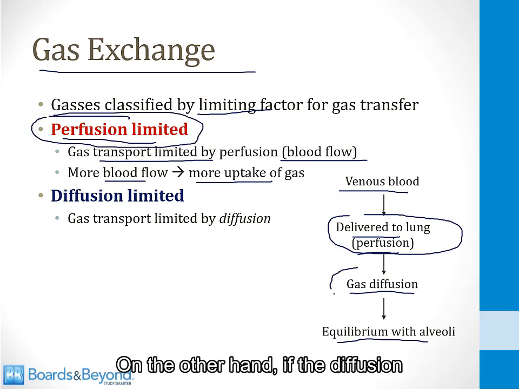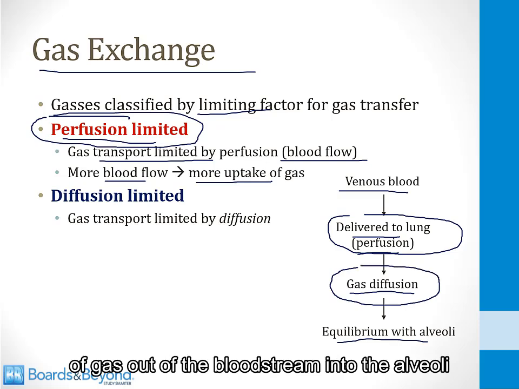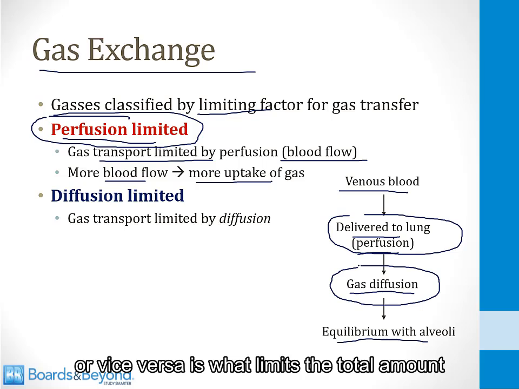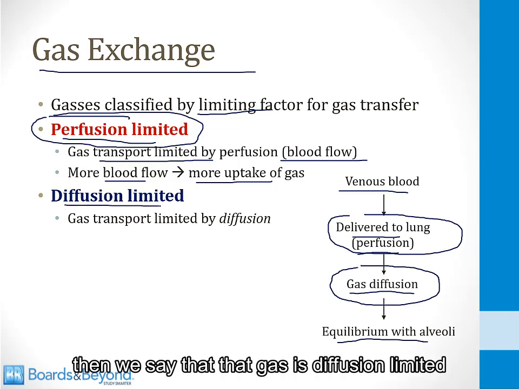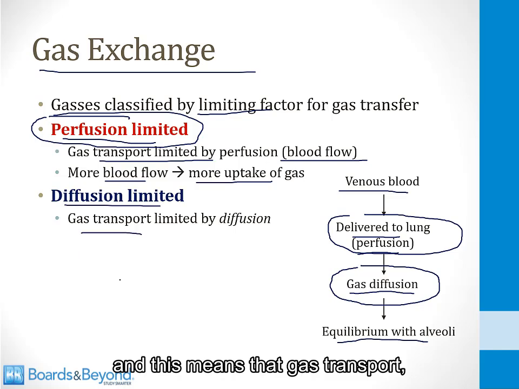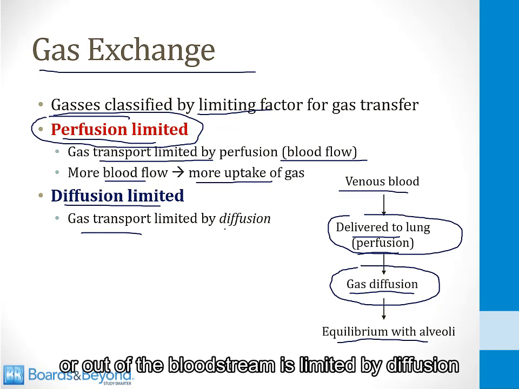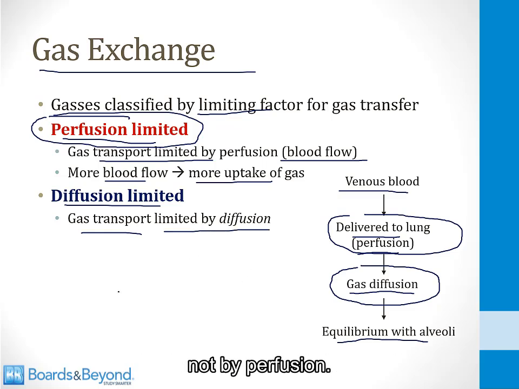On the other hand, if the diffusion of gas out of the bloodstream into the alveoli or vice versa is what limits the total amount of uptake of gas, then we say that that gas is diffusion limited. And this means that gas transport, the total amount of gas going in or out of the bloodstream, is limited by diffusion, not by perfusion.